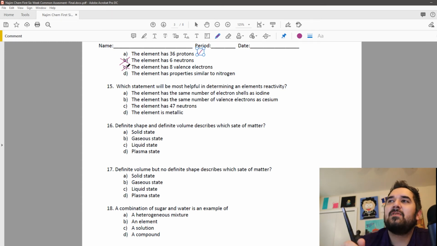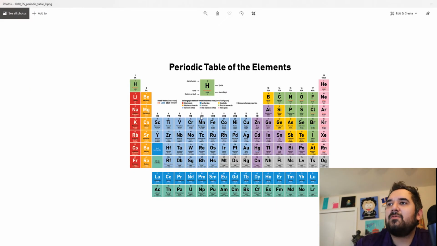The element has similar properties to nitrogen. That just means it's in the same group as nitrogen, but that doesn't tell you which element it is. So the correct answer here is going to be A, 36. And if we look at our periodic table, 36 is going to be krypton.